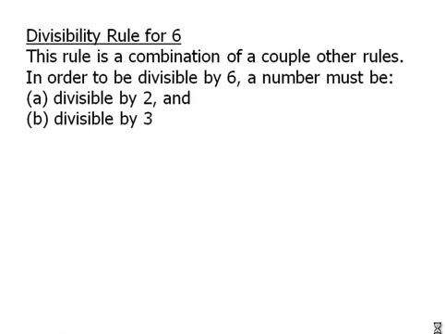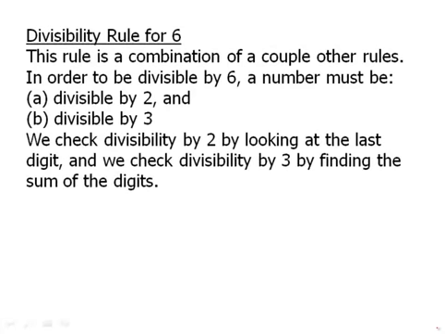The divisibility rule for 6. Here we're going to have a combination. In order to be divisible by 6, a number must be A, divisible by 2, and B, divisible by 3. We check divisibility by 2 by looking at the last digit, making sure that it's even, and we check divisibility by 3 by finding the sum of the digits. So any even number divisible by 3 has to be divisible by 6.